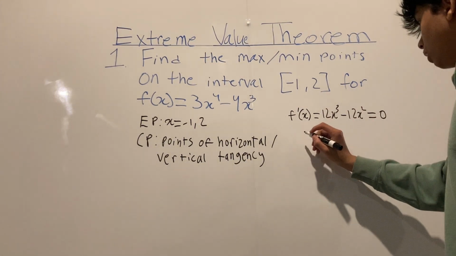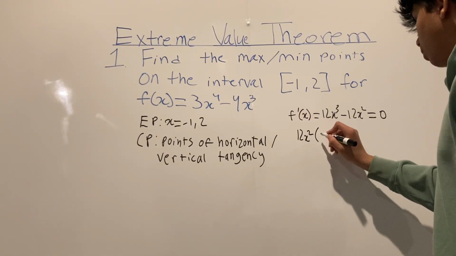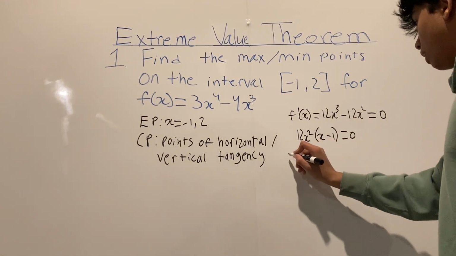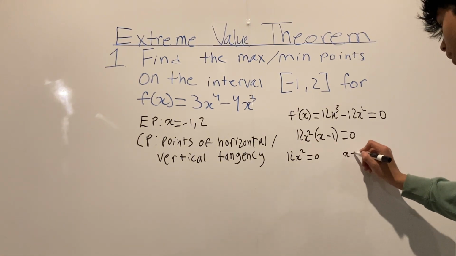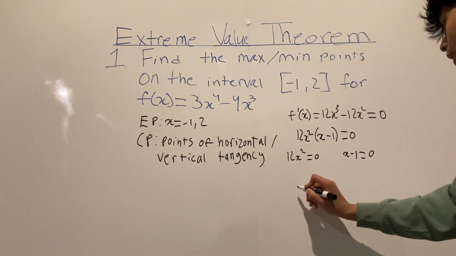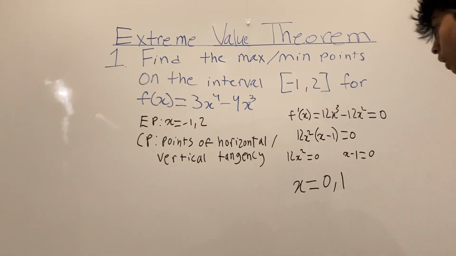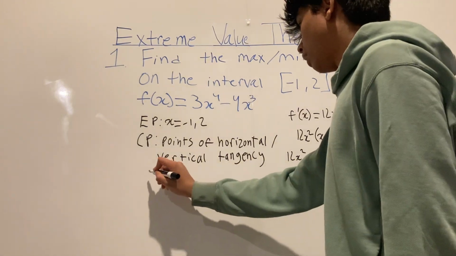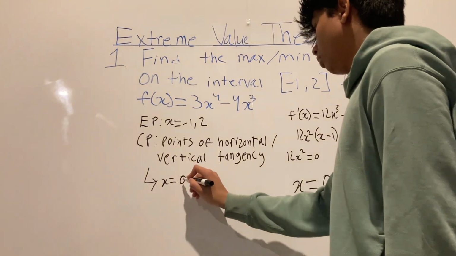If you factor out the x, it's just going to be a quadratic. So let's take out 12x squared, and we're left with x minus 1 equals 0. So now 12x squared equals 0 and x minus 1 equals 0. So now we have our answers: x equals 0 and 1. These are the critical points.